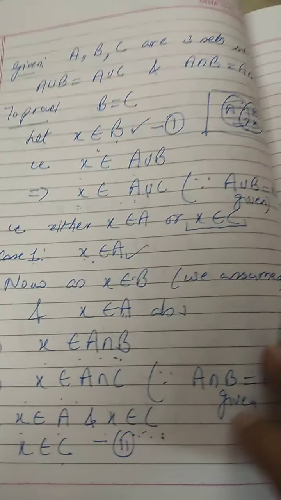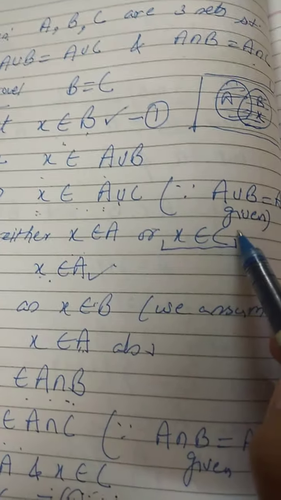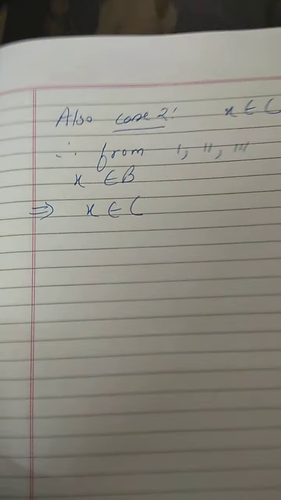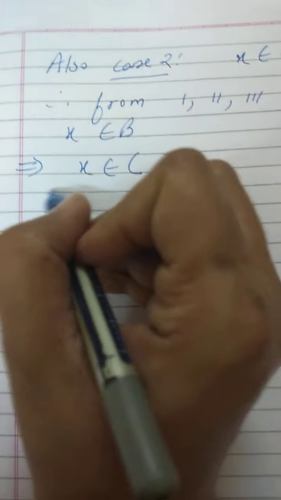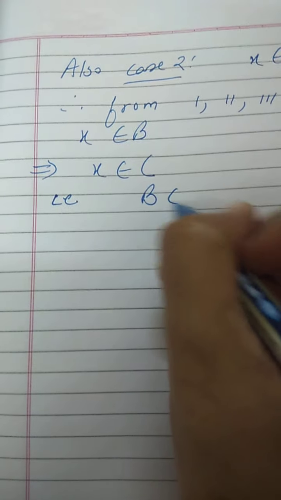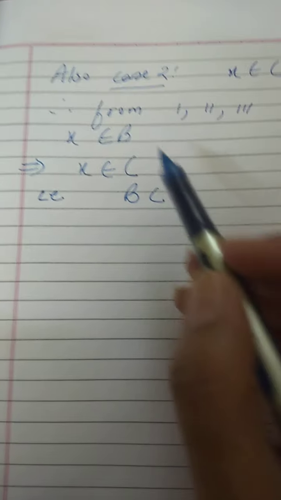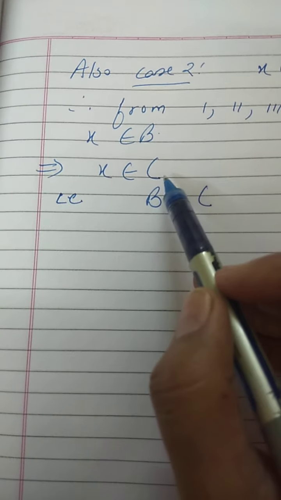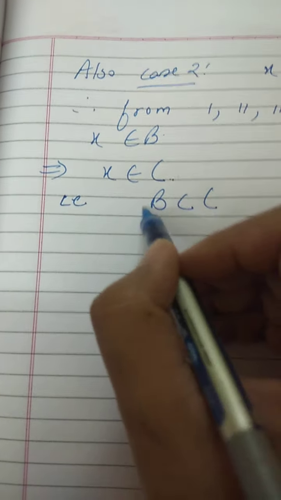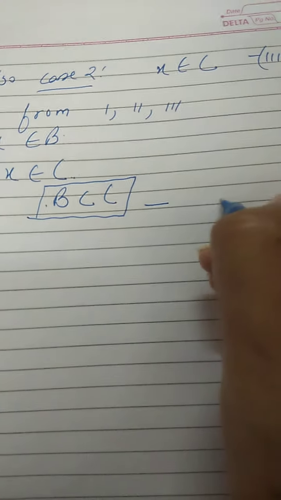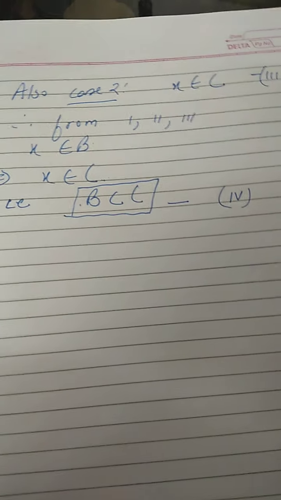In the case 1 also we proved that x belongs to C, and in case 2 already it is given x belongs to C. So we started that x belongs to set B, and we have proved that x belongs to C, and from this what does it mean? It means B is a subset of C. If any element which is present in B, we prove it is present in some other set also, so the first set will be then subset of the second. So B is a subset of C. This thing we have proved. We can mark it as equation number 4, right?